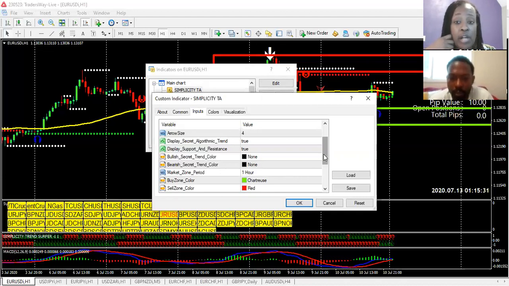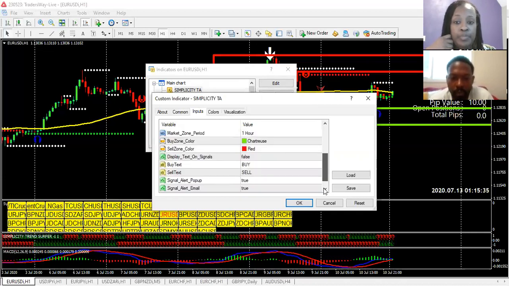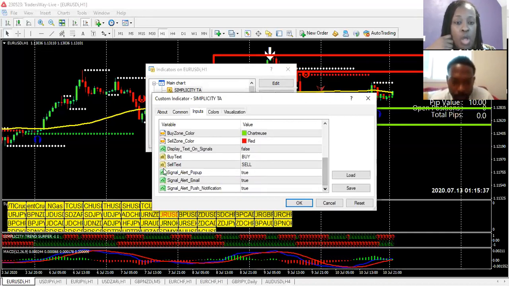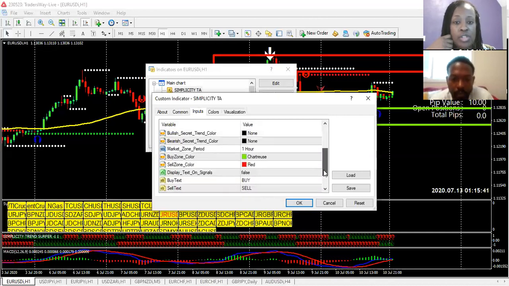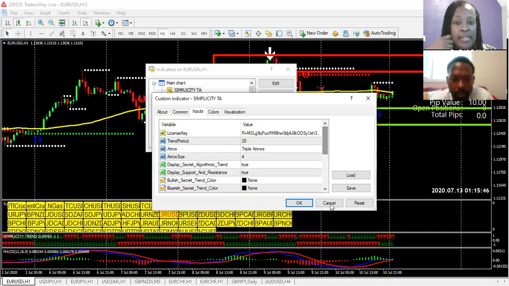Now everything else is pretty much as you want to customize it. Make sure all of the last 3 is true, and everything else is the way you basically want to customize it. So we got that.